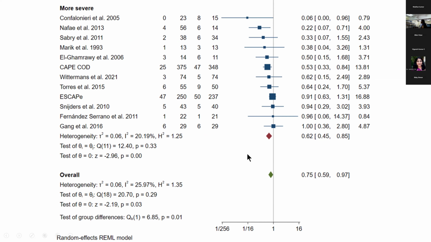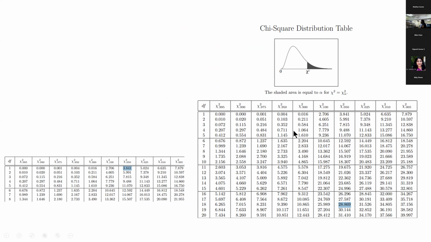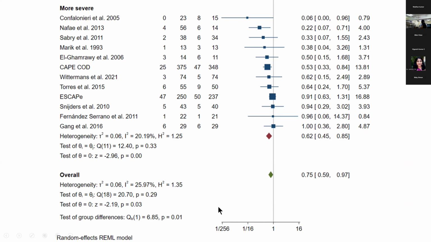Do you think this is inconsistent or consistent? Sorry? Consistent. Most of the confidence intervals are all overlapping. And you can also look at your I-square, which is only 20% over here. If you want to look at the Q score also, you have a Q, you have 12 studies. So your degrees of freedom is 11. You have a Q score of 12.4. So for that, you would actually require a chi-square of 28. This is only 12. So obviously there is no heterogeneity in this particular study.